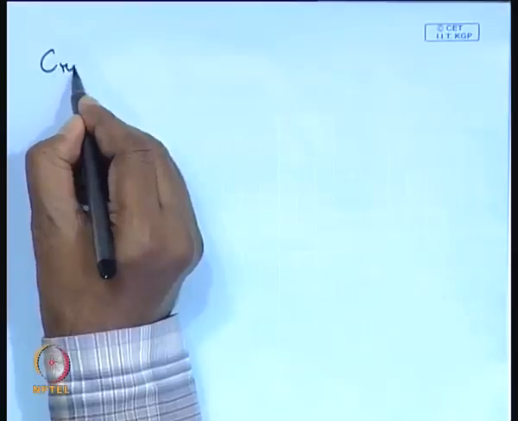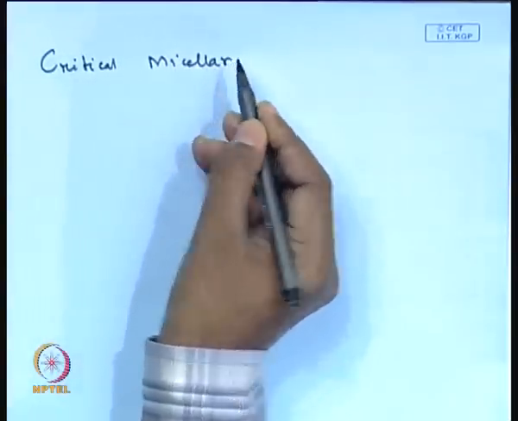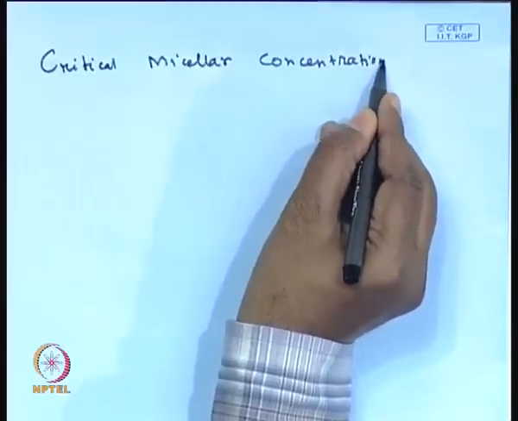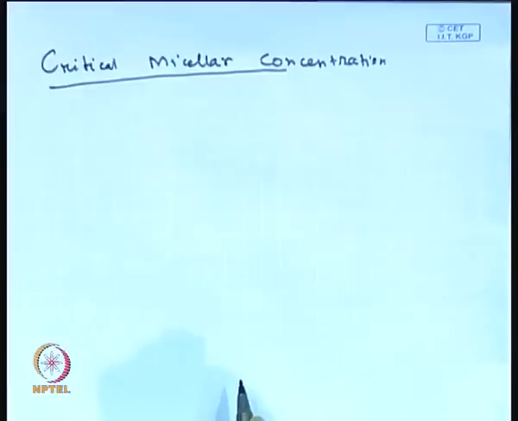Then we talk about the concept of critical micellar concentration. Although we have already discussed a lot about it in the discussion of cloud point extraction, I would like to go into this discussion once again. As I said earlier, when you dissolve the surfactants into the aqueous solution, the surfactant molecules will align themselves such that the hydrophilic, polar head groups point towards the aqueous solution, and the hydrophobic tail groups point towards the air.